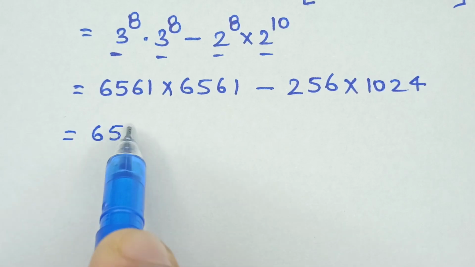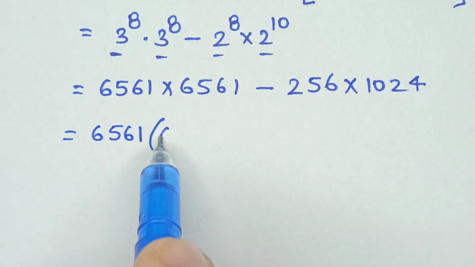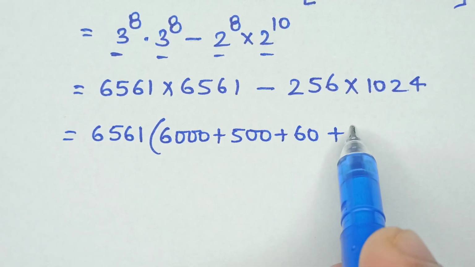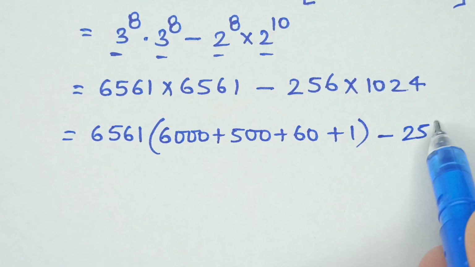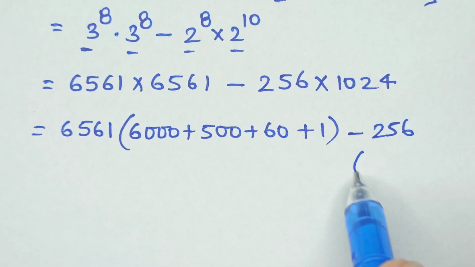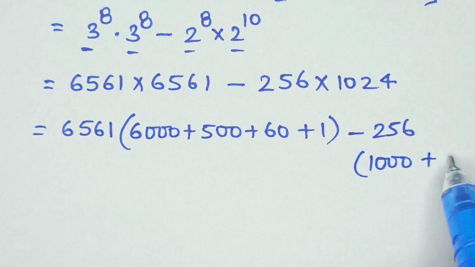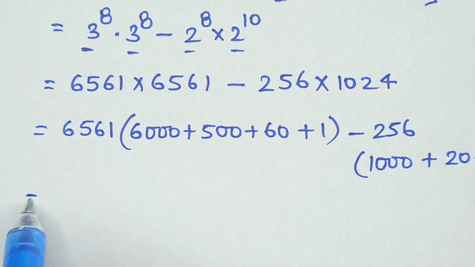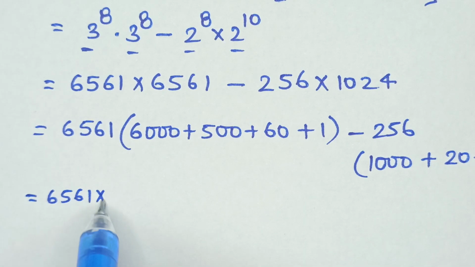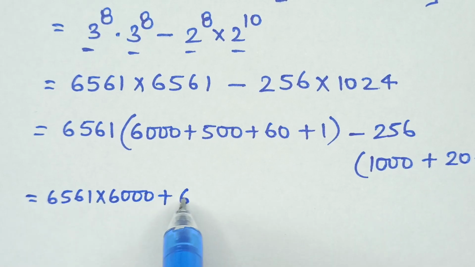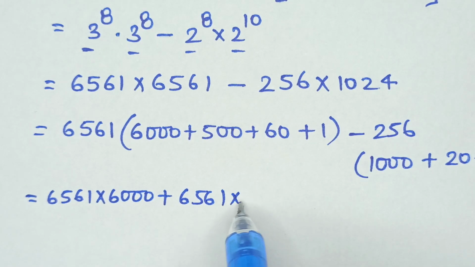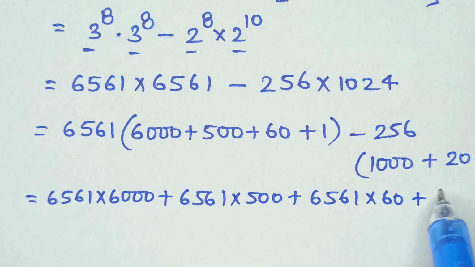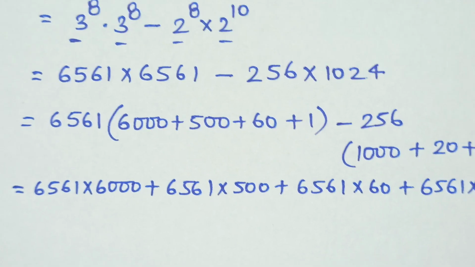So what I'll do now is I'll keep the first part as such, and in place of 6561 I'll write this as 6000 plus 500 plus 60 plus 1 minus 256, and in place of 1024 I'll write this as 1000 plus 20 plus 4. Now let us multiply these numbers inside. So this would be 6561 multiplied by 6000 plus 6561 multiplied by 500 plus 6561 multiplied by 60, and the last we have 6561 multiplied by 1.